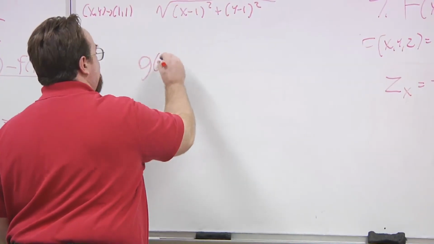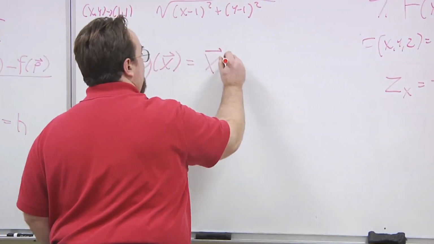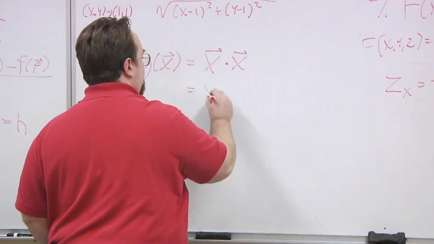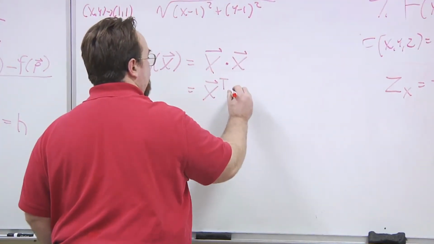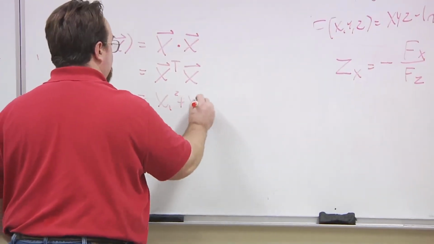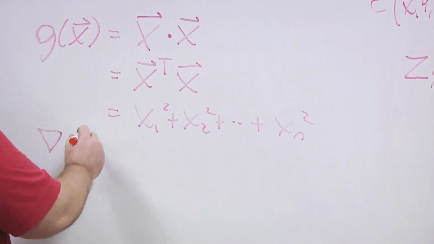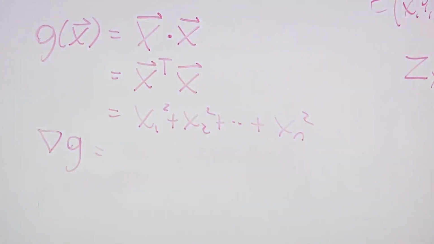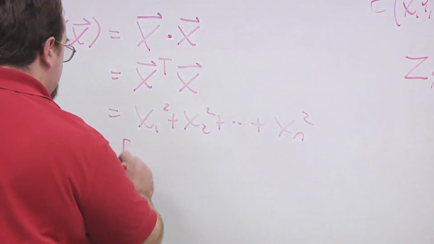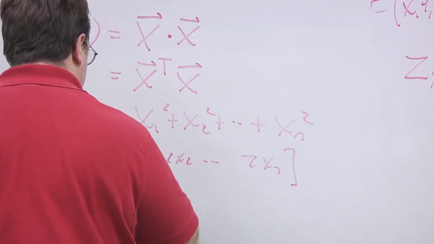Let's suppose you have a function g of a vector x, and it's equal to the dot product of x with itself, which is the same as x transpose times x. So that would just be x1 squared plus x2 squared plus up to xn squared. What would the gradient be? What would the partial derivatives of this function be? You have to differentiate it with respect to each of the x's, x1, x2, and so forth, to get all the components of the vector. More conveniently expressed in vector form, it's 2x.